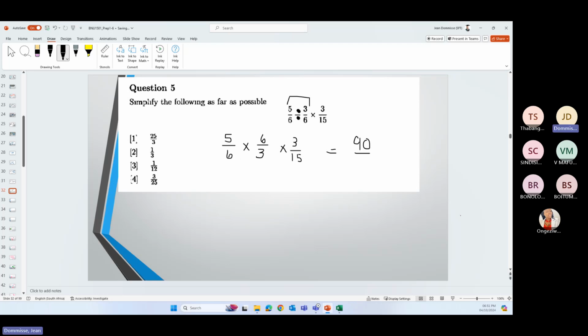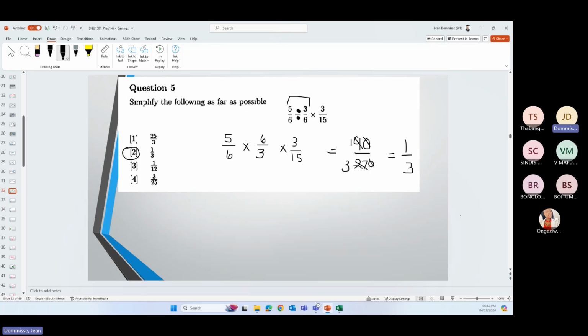And at the bottom, 6 times 3 times 15 gives you 270. So now you simplify 9 divided by 27. So 9 goes into 9 once. 9 goes into 27 3 times, so your final answer is 1/3. So that is one way of doing it.